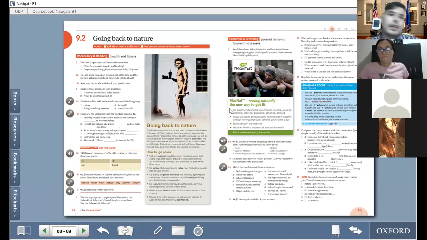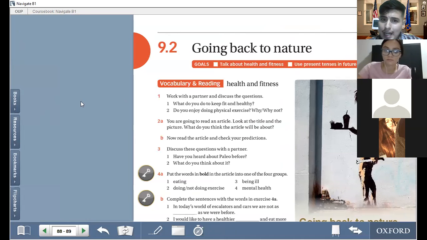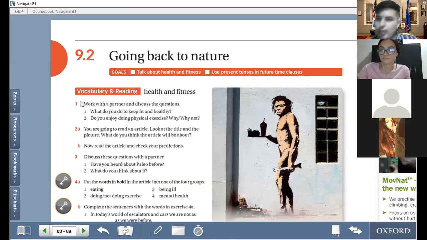Ladies and gentlemen, it's time to continue, so today's class is going to be about unit 9.2. Today's goals. The name of unit 9.2 is Going Back to Nature. Pay attention to the pronunciation. Nature, right? Today's goals: one, talk about health and fitness; and two, use present tenses in future time clauses. The second part of today's class is very close to yesterday's topic, so don't get confused. I know the goal sounds like something difficult, but it isn't. Let me see the chat before we continue.